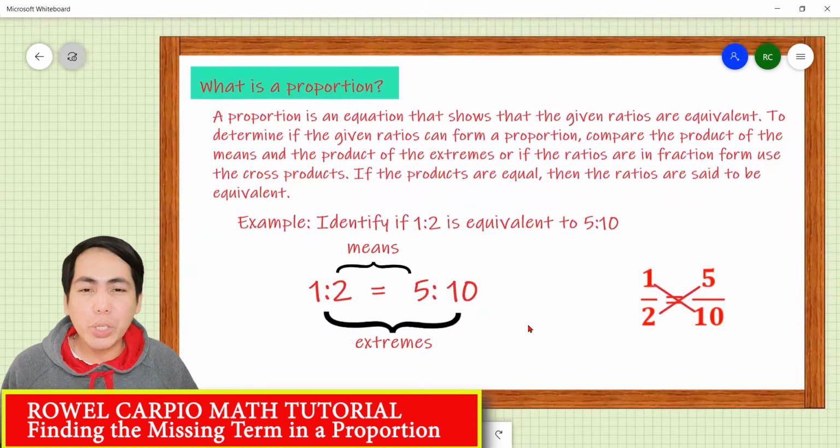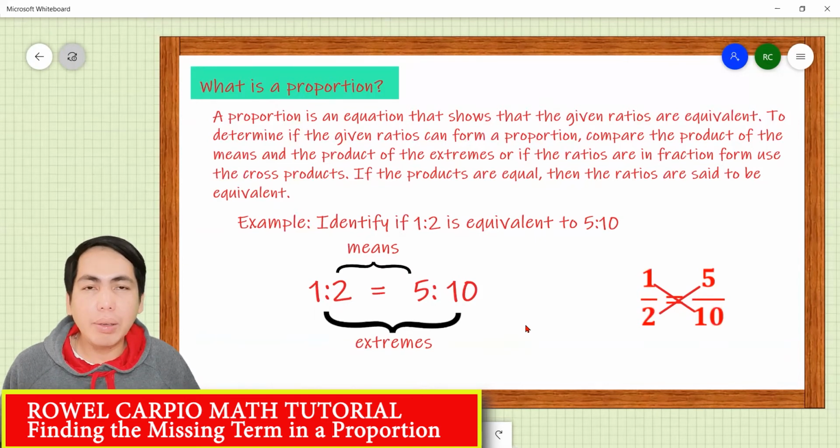What is a proportion? A proportion is an equation that shows that the given ratios are equivalent. To determine if the given ratios can form a proportion, compare the product of the means and the product of the extremes. Or, if the ratios are in fraction form, use the cross products. If the products are equal, then the ratios are said to be equivalent and can form a proportion.